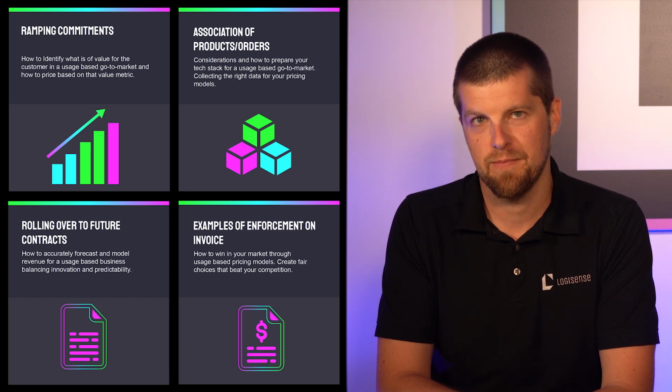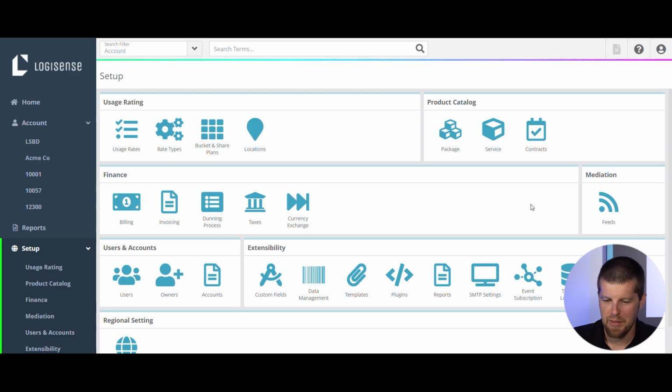Let's take a look. Contract enforcement in the Logisense Billing platform can be handled at two different levels. It can be handled at the individual package level as well as across the entire account. Let's take a look at what we mean. So for the package level contracts, I'll hop into here in the product catalog.